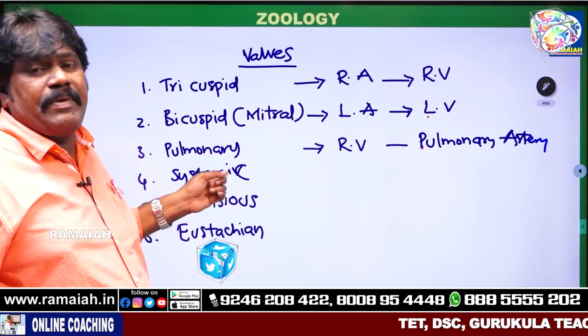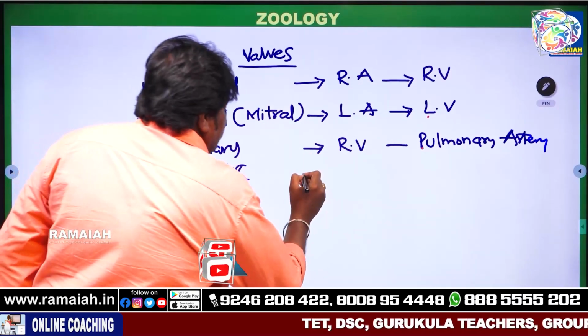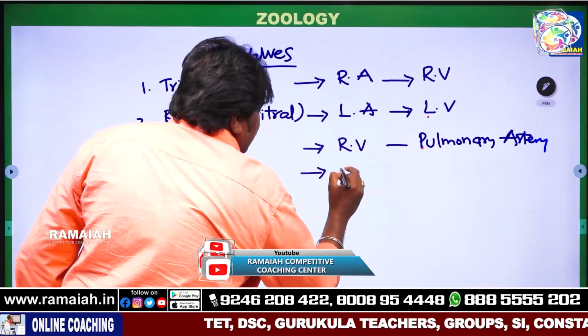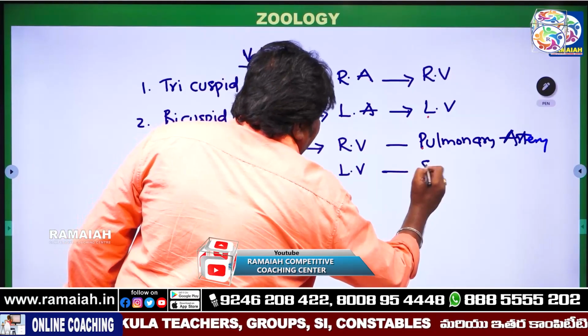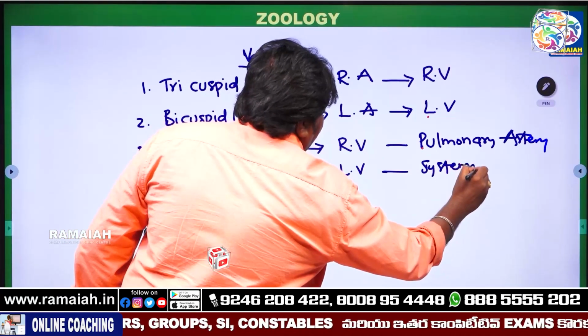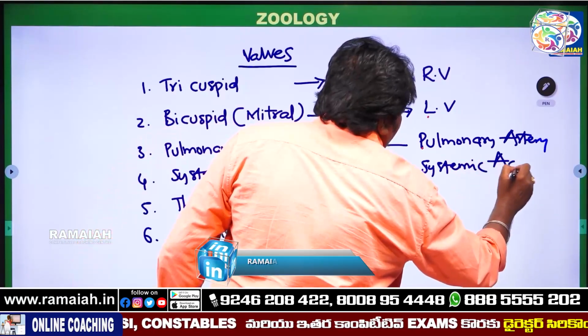Next one, the systemic valve. The systemic valve is present in between the left ventricle and then the systemic aorta. The systemic aorta is the largest artery.